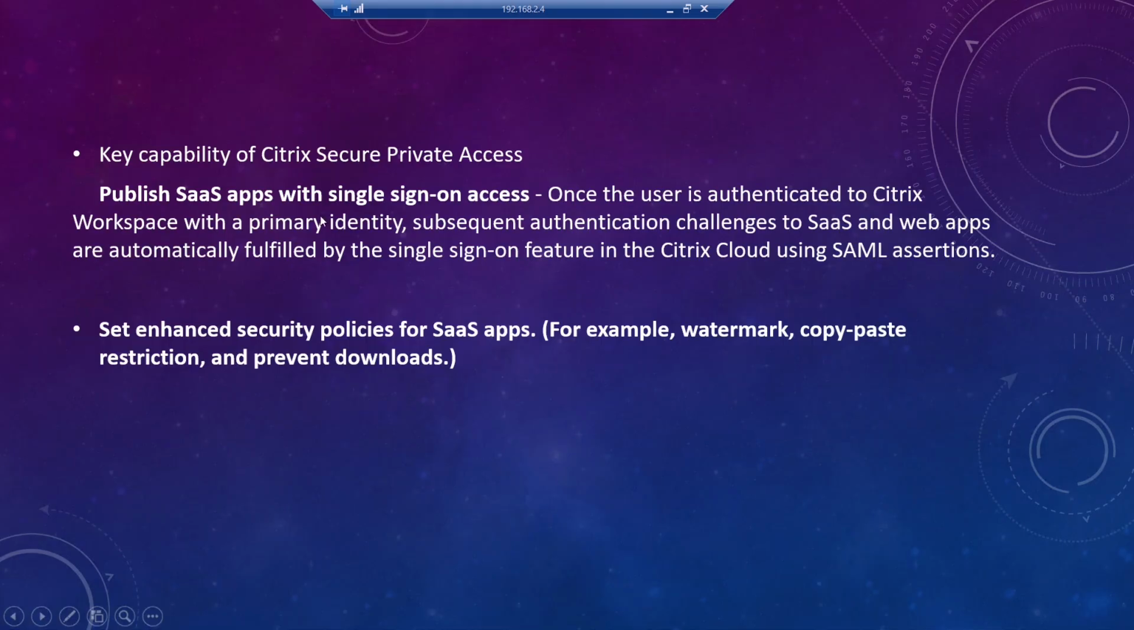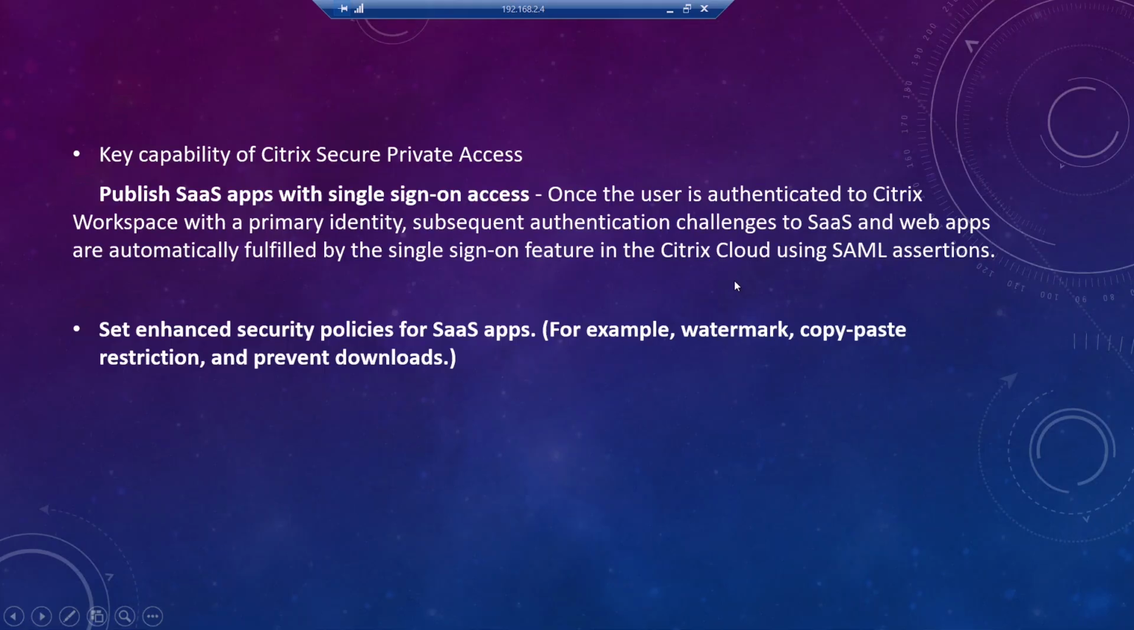Key capabilities of Citrix Secure Private Access. These are the two important capabilities that we get through it. The first one is single sign-on. What is single sign-on? Once the user is authenticated to Citrix Workspace with a primary identity, subsequent authentication challenges to SaaS and web apps are automatically fulfilled with this single sign-on feature in Citrix Cloud.